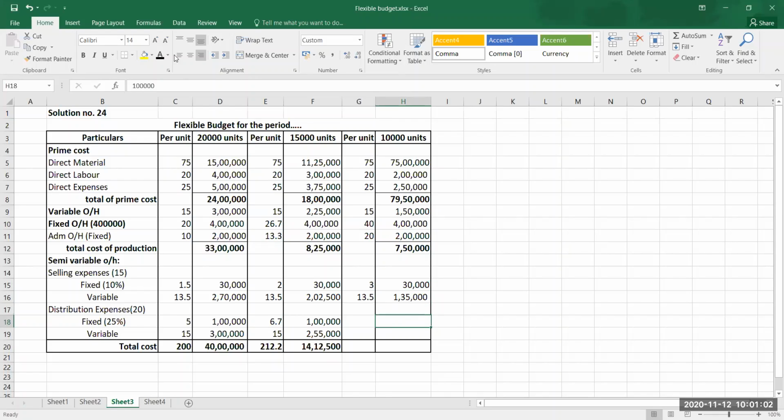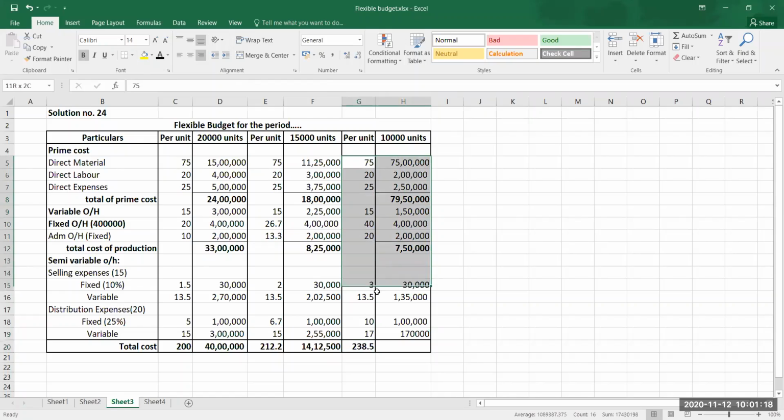Again, the fixed cost will remain the same. So how will I calculate the per unit? I will just divide it. Now here variable remains the same, so I can calculate the total cost easily. Now I just have to add all the per unit figures and I have to add the total cost. Cleared?